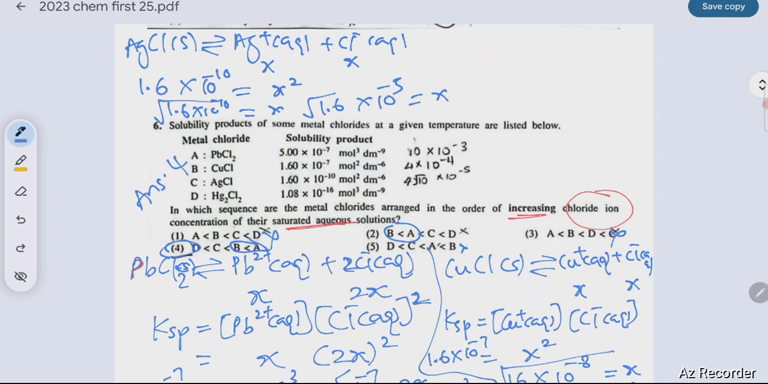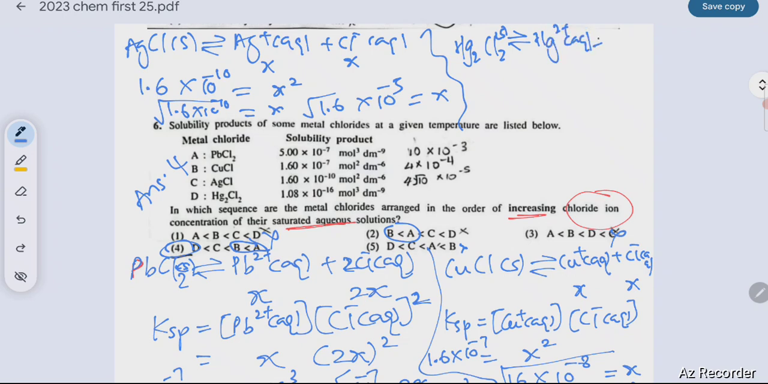Why? Because C is lower than both B and A. Here C is greater than A, right? So the answer is 4. No need to even calculate D. But in order to complete the discussion, I'll discuss D as well. So, Hg2Cl2, it will give a solid. So actually we need not continue further, right? We can get the answer like that.